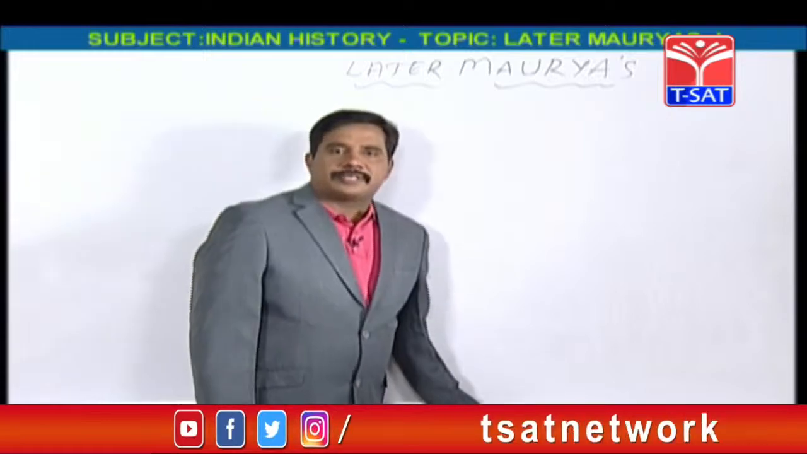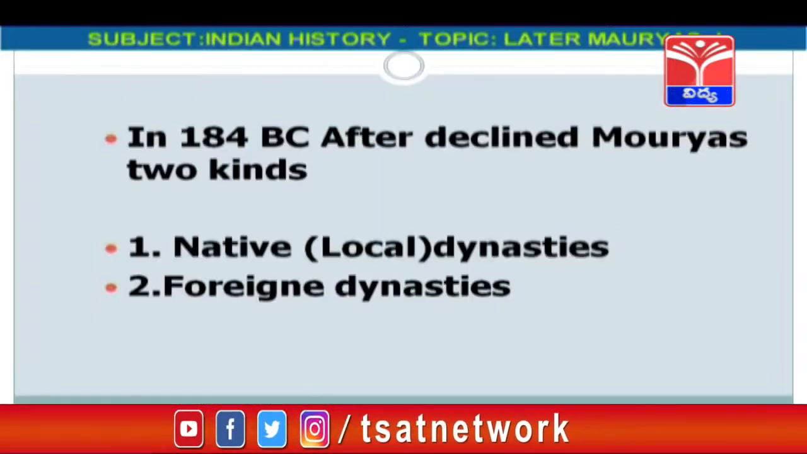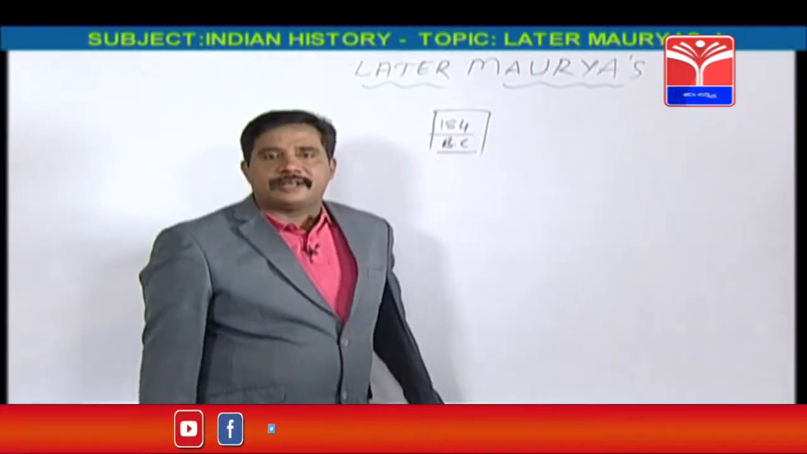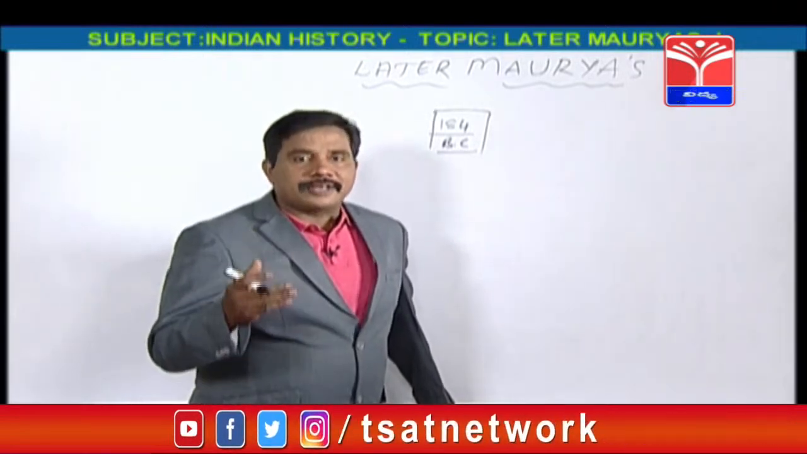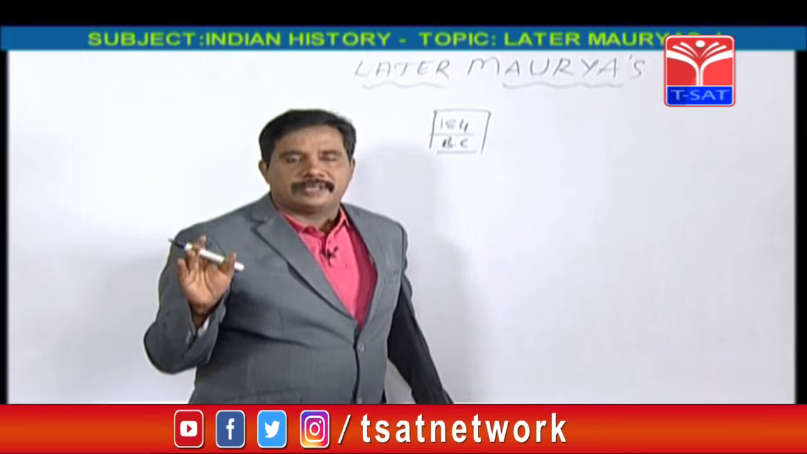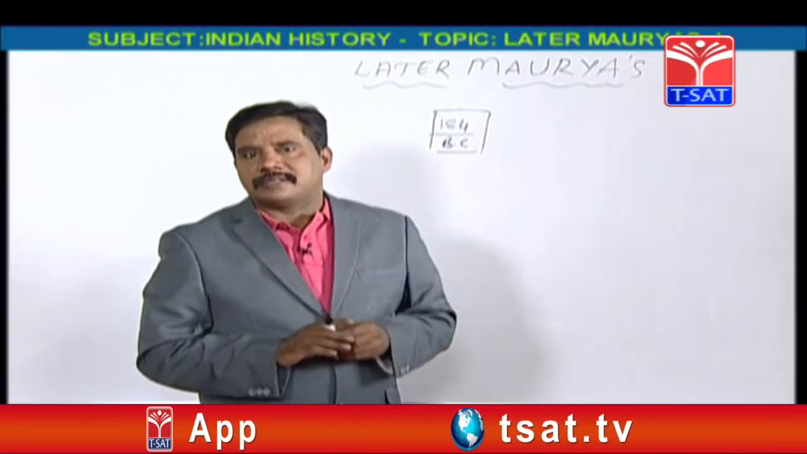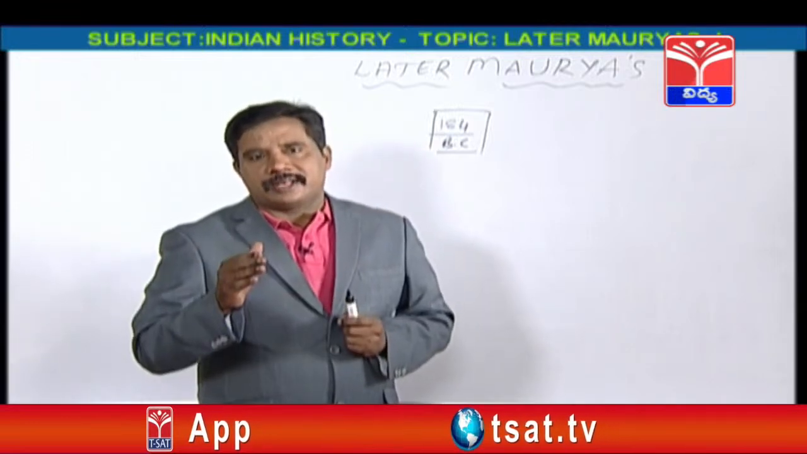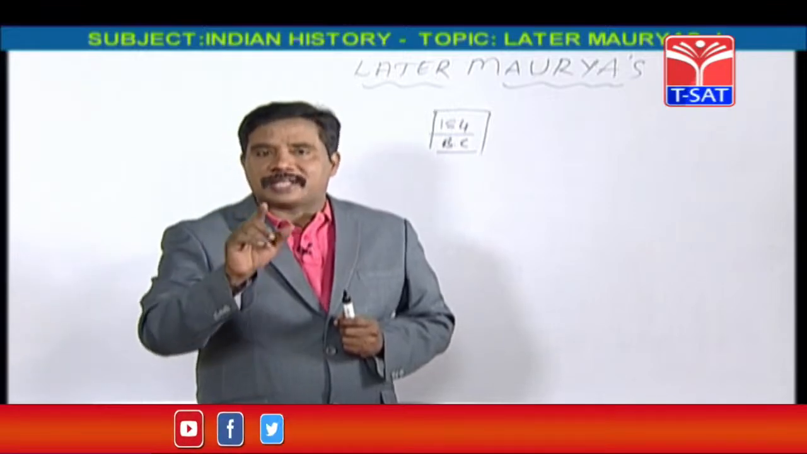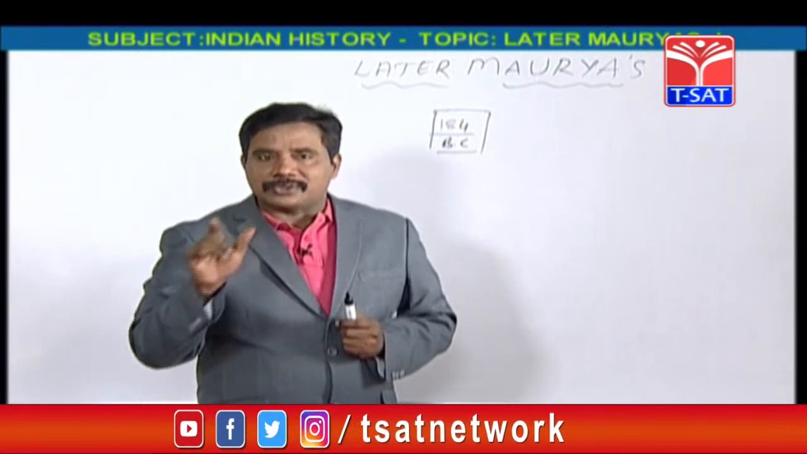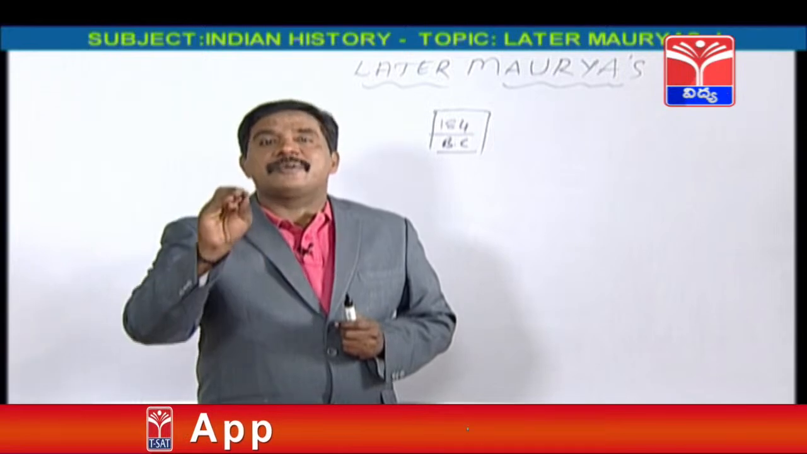Here we are going to discuss the later Mauryas. After the decline of the Mauryan dynasty in 184 BC, in South India the de facto authorities of the Mauryas declared independence. They are the Shatavahanas. So after the decline of the Mauryan dynasty, in South India, the Shatavahanas became independent.